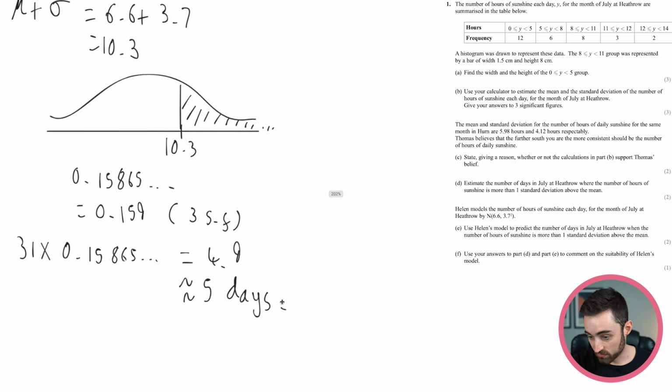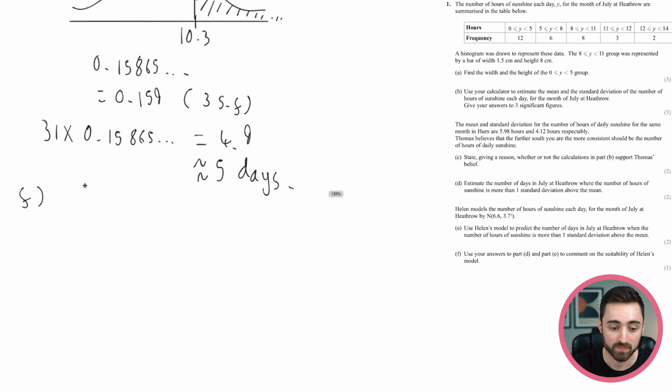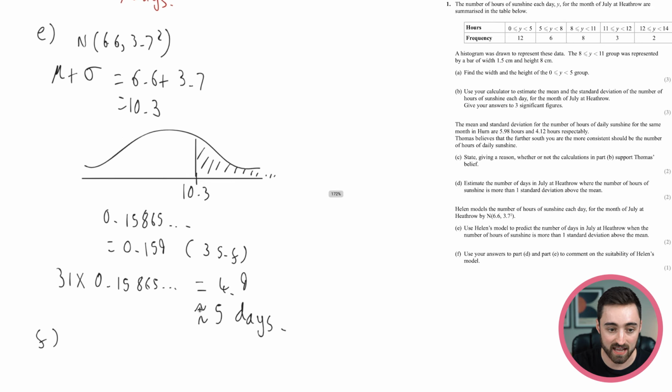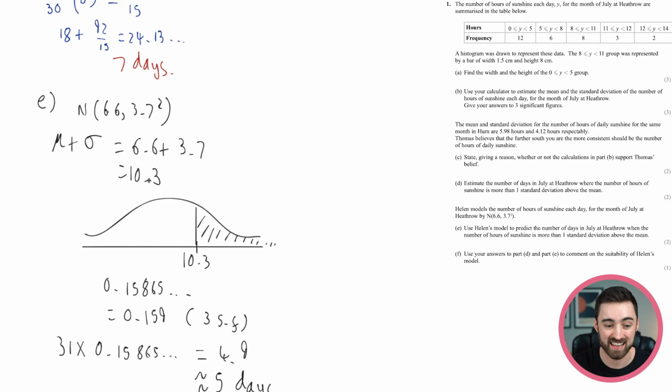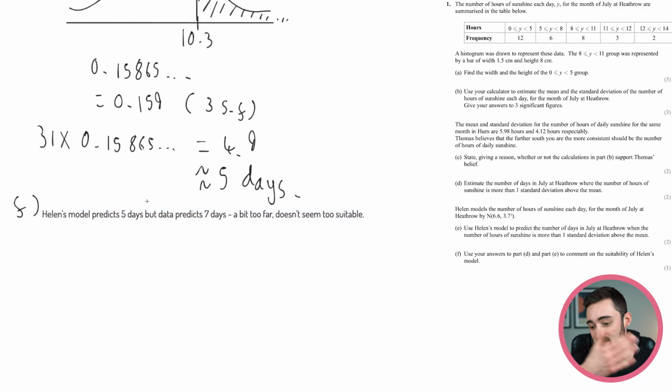Sweet. Use the answers to parts D and E to comment on the suitability of Helen's model. Okay, well, Helen's model predicts the answer to be 5 days, but the data predicts it to be 7 days, doesn't it? So that's a bit of a difference. So I would say, look, Helen's model predicts 5 days, but the data predicts 7 days. So probably it's a bit too far, it doesn't seem too suitable, really, I would say. And obviously that prediction is the number of days of more than one standard deviation above the mean.